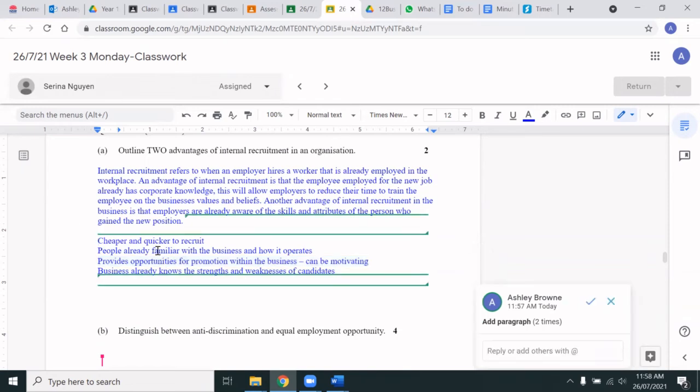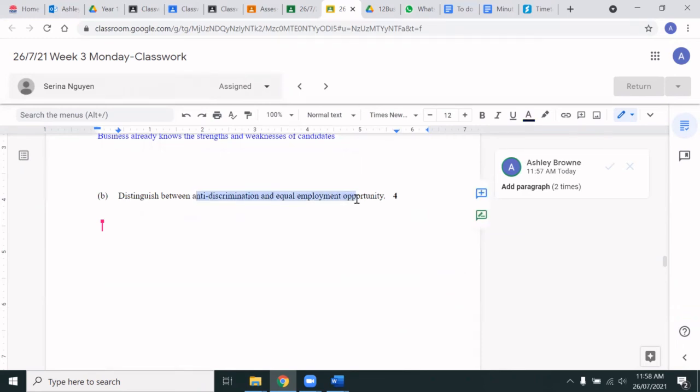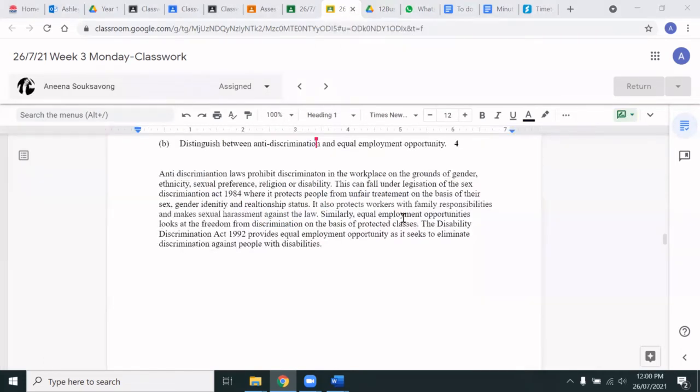Here's some other options you could choose to. All right, let's move on. Distinguish: what's the difference between anti-discrimination and equal employment opportunity? Good, I like this question. Kids often mix these two things up. So anti-discrimination, equal employment opportunity, you tell me the difference. Off you go. Let's go through our answer here.